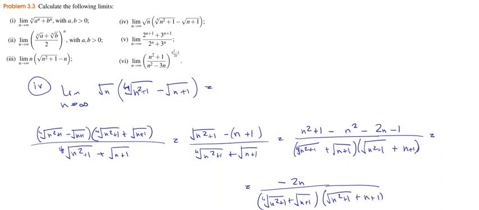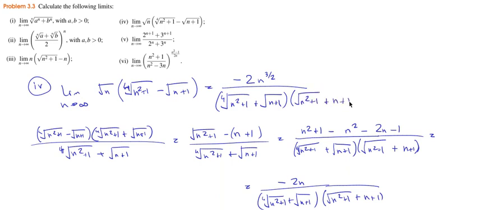Okay. So let me substitute this here. So we have minus, and then let me express this as minus 2n times the square root of n. So this is n to the 3 halves. Okay. And then we have the fourth root of n squared plus 1 plus the square root of n plus 1, and we have the square root of n squared plus 1 plus n plus 1. Now let me see what I can do with this.